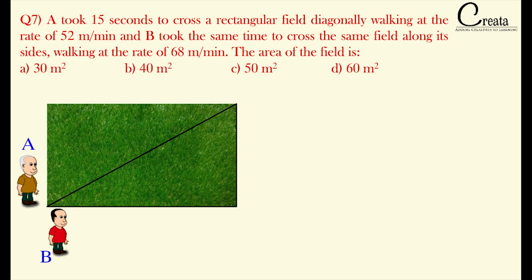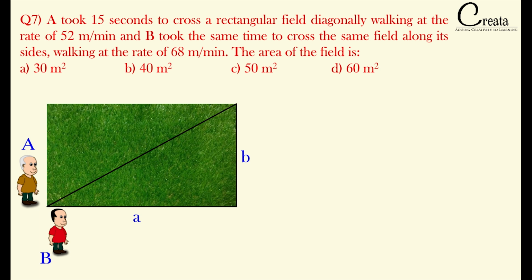So A is taking this path, that is the diagonal of this rectangle. Further, B is taking this path, that is along the side of this rectangle. And we have to calculate the area of this rectangle. Let's see how we will approach this question. So firstly, let's assume the dimensions of this rectangle as a and b. Okay, length is a and width is b.